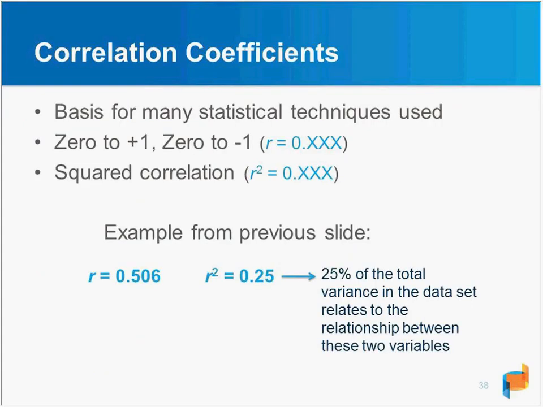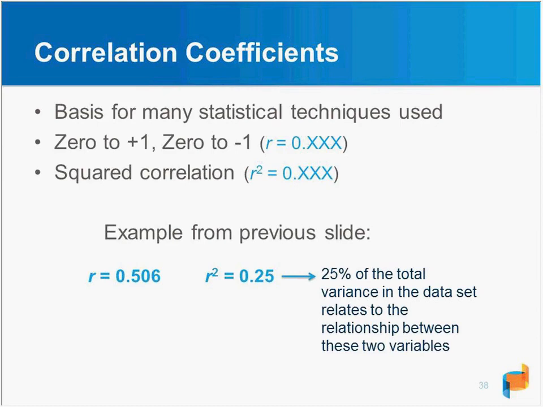We calculate the degree of correlation on a scale from 0 to +1 or 0 to -1. And negative correlation means there's a consistent relationship where high scores for one variable co-vary with low scores on another. Either way, the result is a correlation coefficient, which can be reported to the second or third decimal. In the example from the previous slide, we saw a correlation of 0.506. Well, what does that mean? How big a correlation is that?